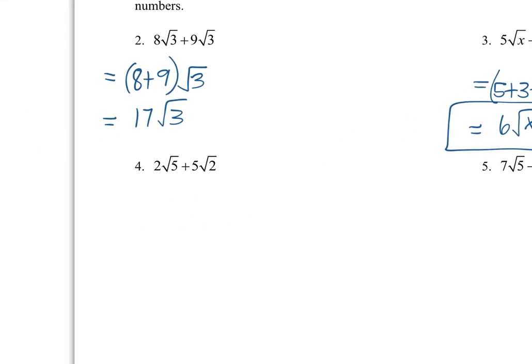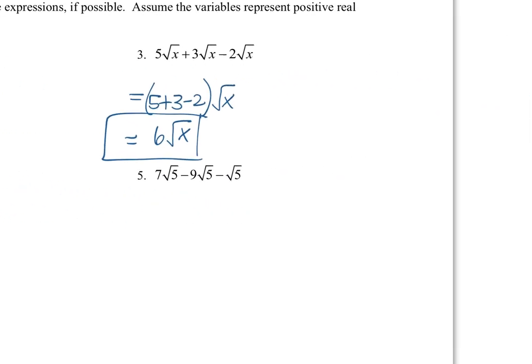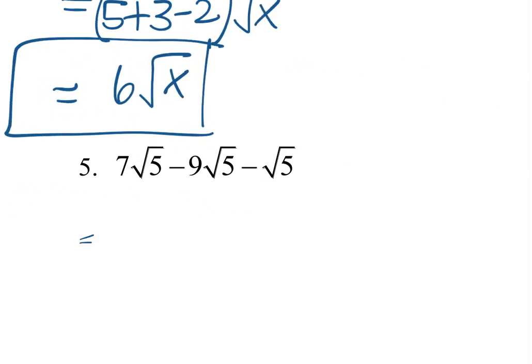On number 4, you notice that we have the square root of 5 and the square root of 2. Both are square roots, but the insides aren't the same. So we cannot add this because it's not like radicals. And on number 5, you have the square root of 5 for each of your radicals, and you have 7 minus 9 minus what's right here, we'll just say 1, to give us negative 3 square roots of 5.